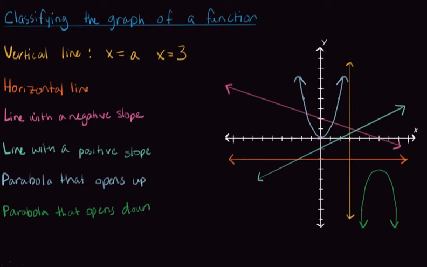Next, we have horizontal lines. All horizontal lines look like this in some way, and they're of the form y equals b. So they all are y equals some number. In this case, y equals -2.